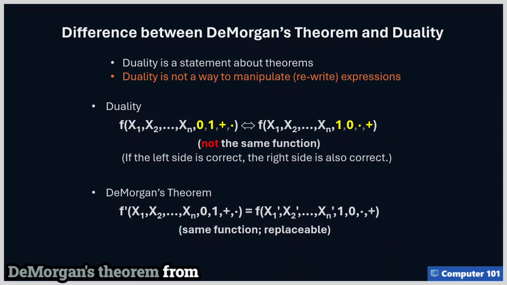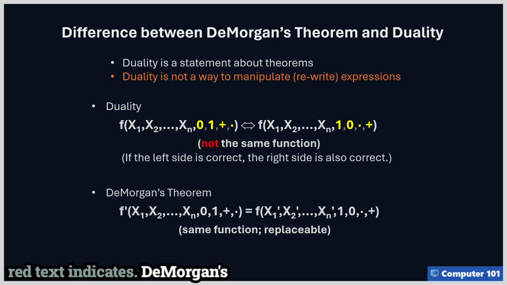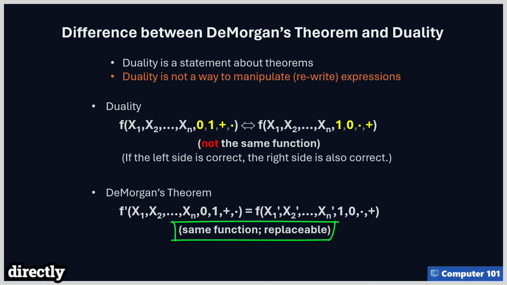Distinguish DeMorgan's theorem from duality. Applying duality results in a completely different logical function, as the red text indicates. DeMorgan's theorem, however, maintains mathematical truth. Its equations can be directly substituted to simplify circuit logic.